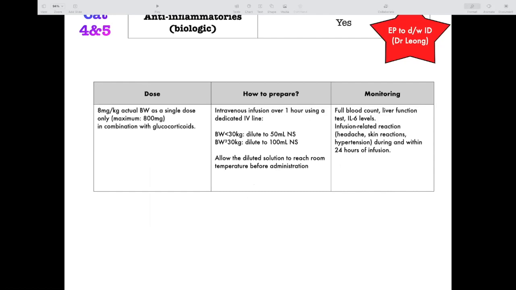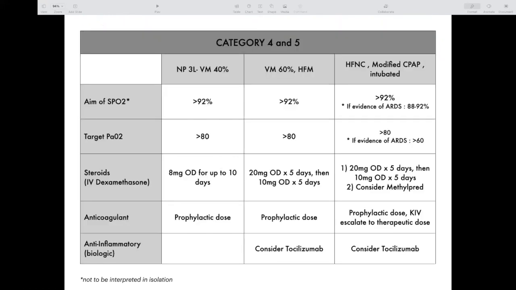So how do we prepare the TOSI? Basically, we need to infuse over 1 hour using a dedicated IV line just for TOSI. If the body weight is less than 30 kilo, we dilute in 50 ml. If more than that, then dilute in 100 ml. Same thing for monitoring, just as I mentioned just now.